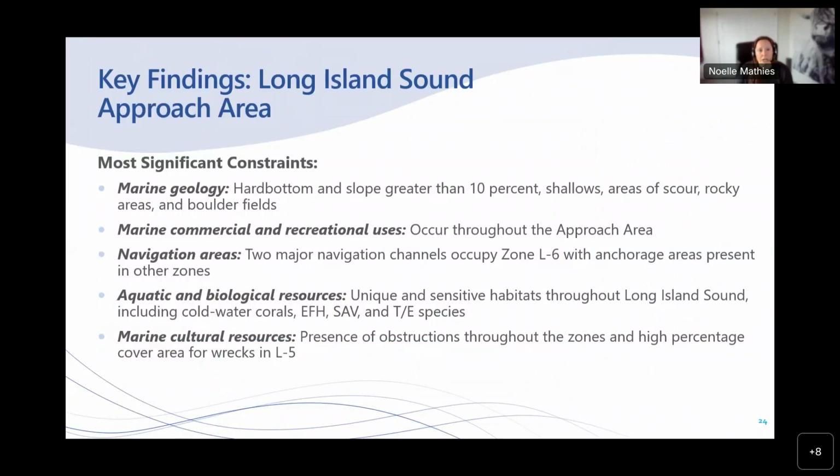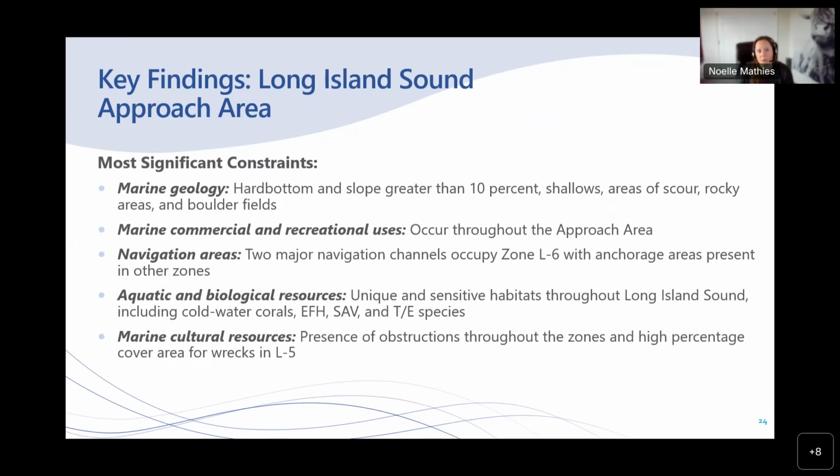The Long Island Sound approach area had nearly 3 times as many constraint categories ranked high compared to the South Shore approach area. The most significant constraints include marine geology with hard bottom, complex bathymetry, and swift currents; marine commercial and recreational uses with fishing, ferry routes, and existing linear utilities; navigation areas, particularly in zone L6, which is the upper entrance to the East River; aquatic and biological resources, including cold water corals, essential fish habitat, submerged aquatic vegetation, and threatened and endangered species.